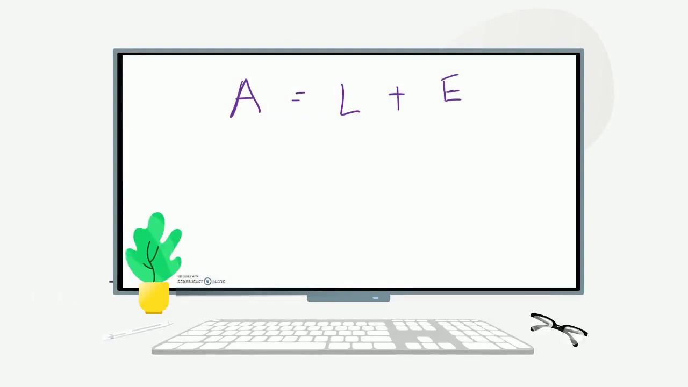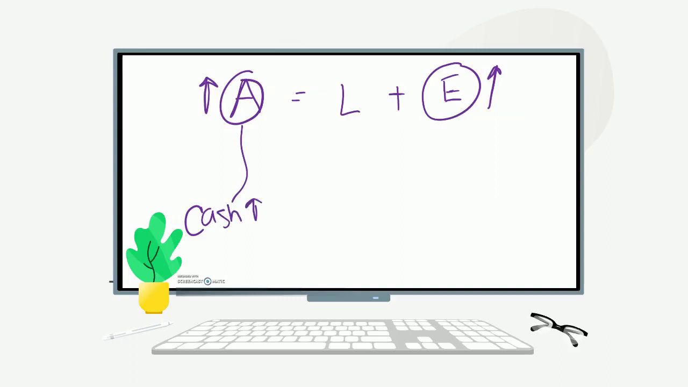Okay, back to our example. $50,000 investment into our company. What specific accounts were involved? We know an asset increased and an equity increased. Which ones? For the asset, we got cash, so the cash account increased by $50,000.